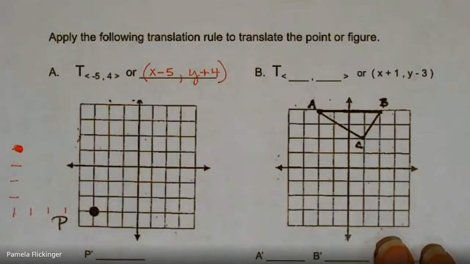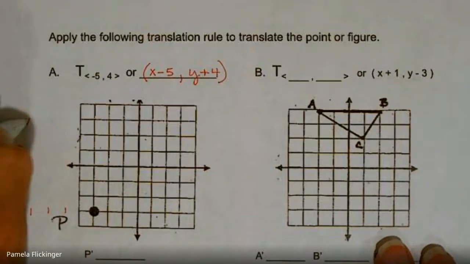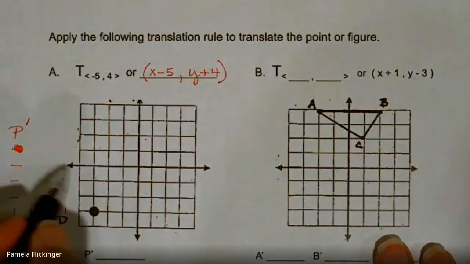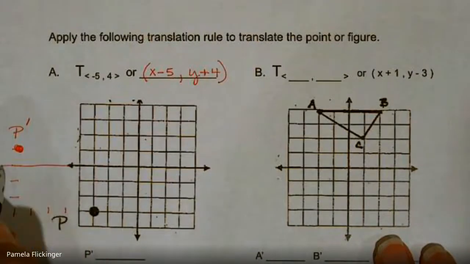Sorry that happened, didn't mean to go off the grid. So this would be our P prime. That's how we would label that, unless they told us to label it a completely different letter. Then we always just use the prime. All right, so let's figure out what that ordered pair is.